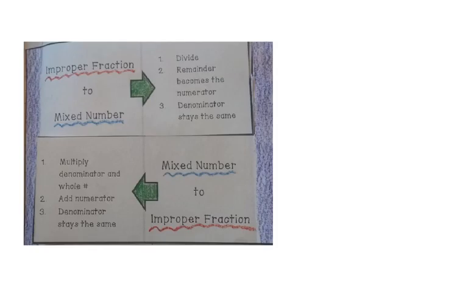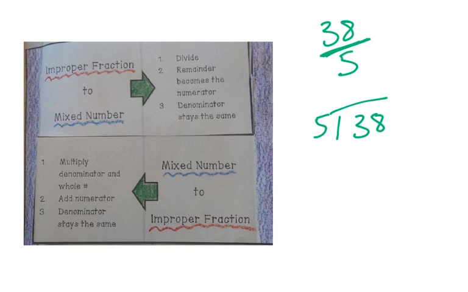The first thing I want to review is improper fraction to mixed number. If you have an improper fraction of, let's say, 38 over 5, this fraction bar actually means divided by. So you're just going to do a long division. 38 divided by 5. 5 goes into 38 7 times. 7 times 5 is 35. I'm going to subtract. I will get 3. And so my answer is going to be 7 3/5.